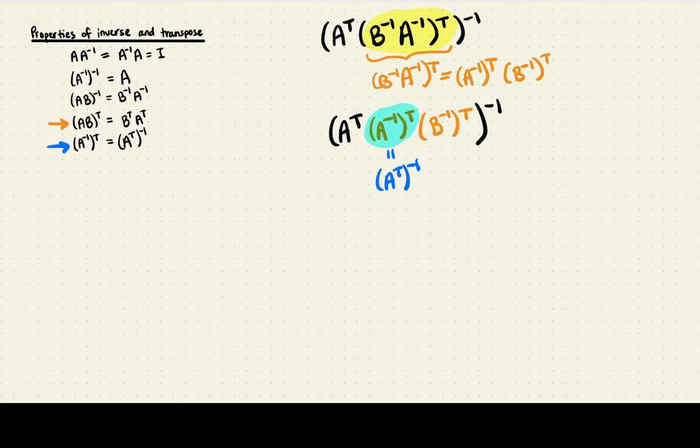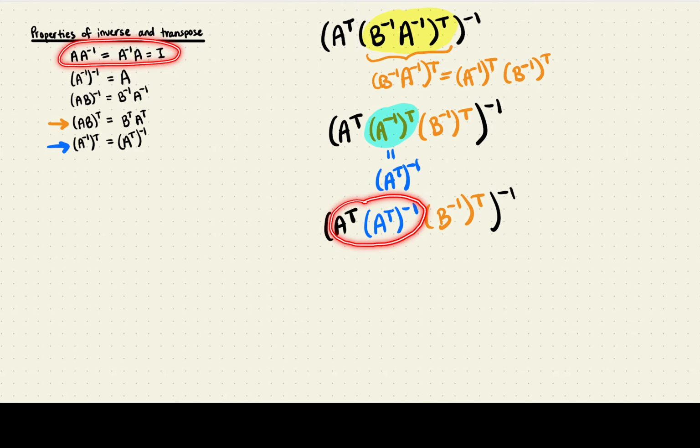Okay. So let me go ahead and write out what we have now. We still have A transpose on the left. Now instead of A inverse transpose, we've got A transpose inverse. And then we still have that term B inverse transpose. And then all of that has an inverse on the outside. Okay. Now, this product is actually giving us this first property here. We have a matrix, A transpose, times its inverse, A transpose inverse. That's going to give us the identity.